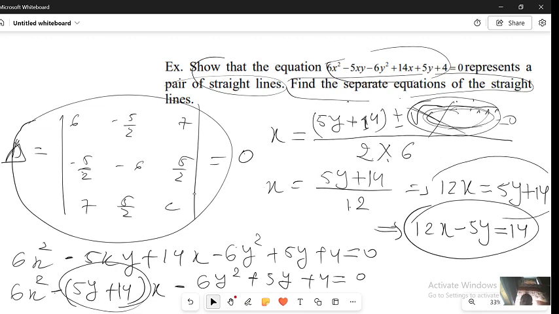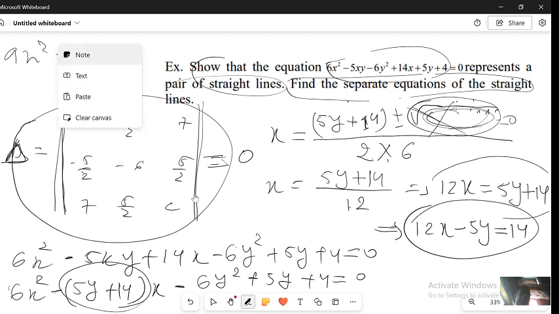Now, if we want to see if the equation represents a pair of straight lines, we just determine the value of the delta. If it is equal to 0, it is a pair of straight lines. And after determining that delta is equal to 0, if I want to find the separate equations, I will have x equal, I will rearrange it to make the form of the equation ax squared plus bx plus c equals 0.